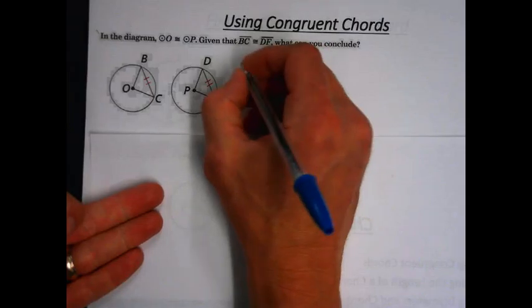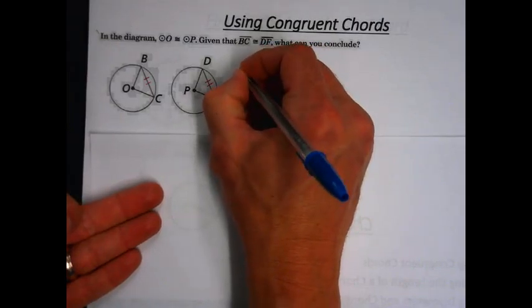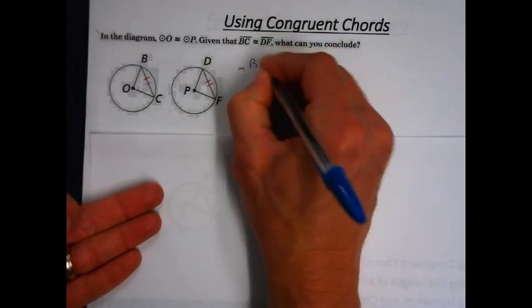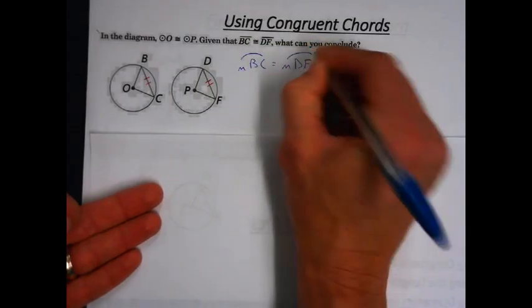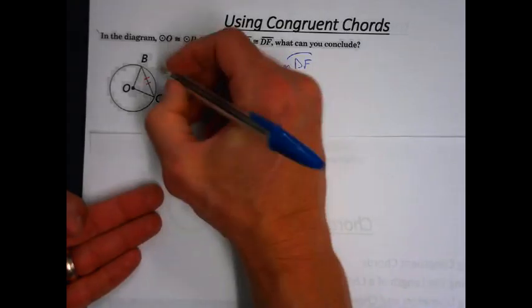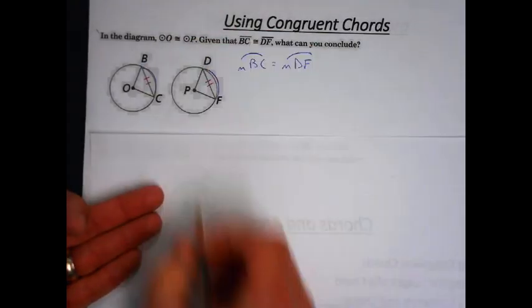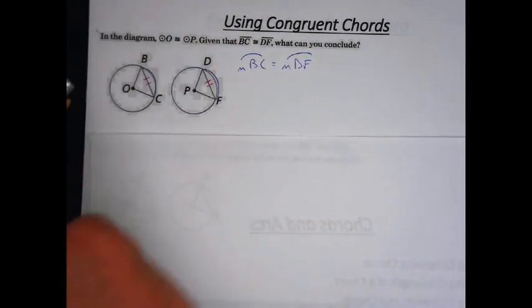So we can first say that the measure of arc BC would be equal to the measure of arc DF. That's what we can conclude. And we can also talk about the central angles being congruent as well.